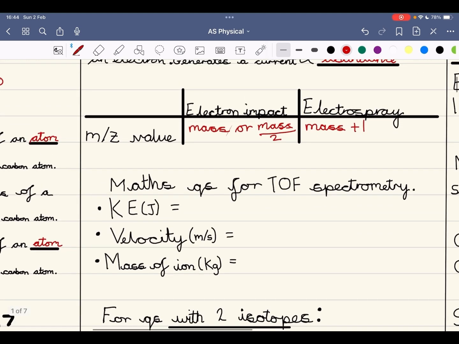Okay, so for the maths questions involving time of flight spectrometry, you need to know these three different formulas. So the kinetic energy is equal to a half mv squared. The velocity is equal to distance over time. And the mass of the ion is equal to the relative atomic mass divided by Avogadro's constant, and then divided by another 1000 to get it into kilograms.